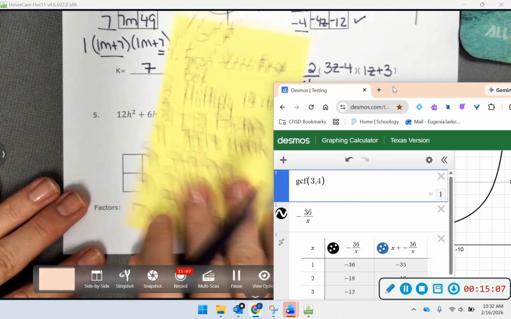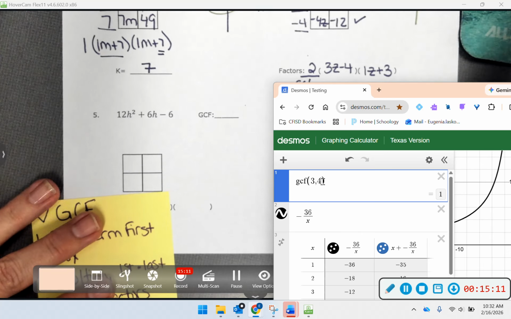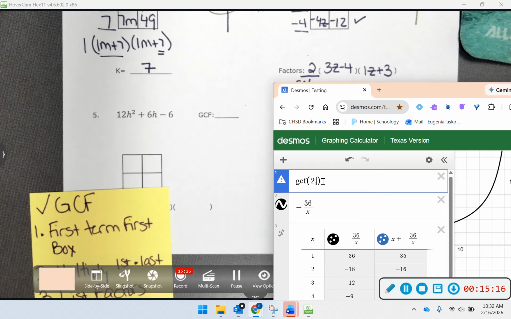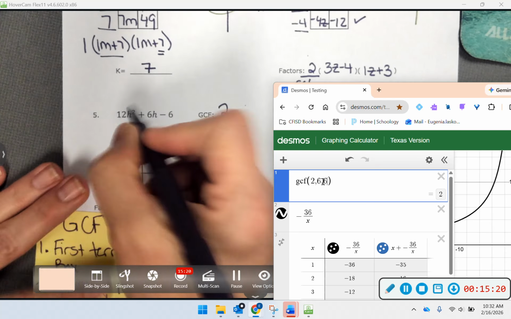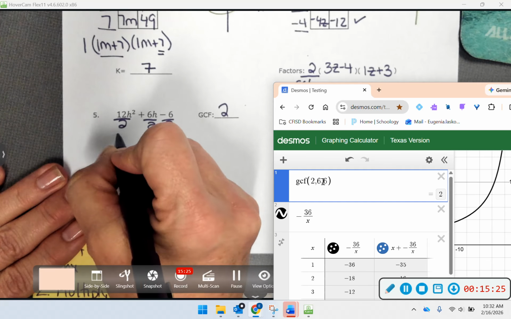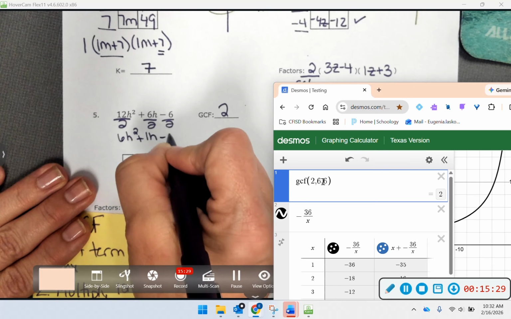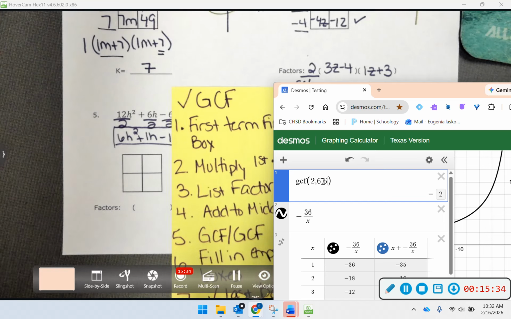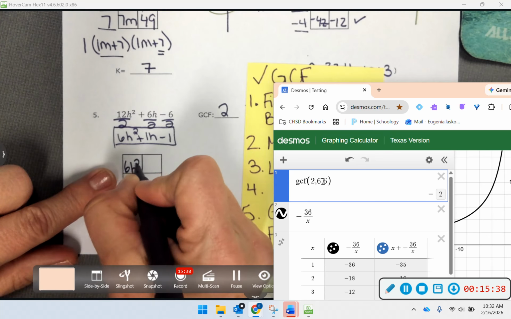Okay, so step 1, check for GCF. So my numbers here are 2, 6, and 6. So really you only need to type it in once, but I'm going to type in all three, 2, 6, and 6. So my GCF is 2. So I have to go divide by my GCF. That leaves me with 6h squared plus 1h minus 1. So this is the polynomial that I'm going to focus on. I'm going to go put my first term in my first box. So 6h squared goes here.